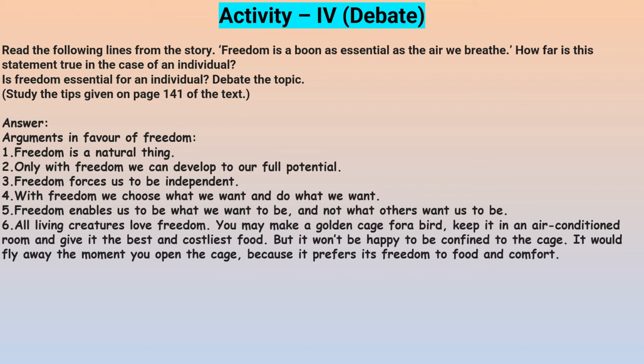You may make a golden cage for a bird, keep it in an air-conditioned room and give it the best and costliest food, but it won't be happy to be confined to the cage. It would fly away the moment you open the cage because it prefers its freedom to food and comfort. So these are the points you can keep if such a question is asked. Any topic is given, you can give your arguments supporting the topic or in favor of the topic.